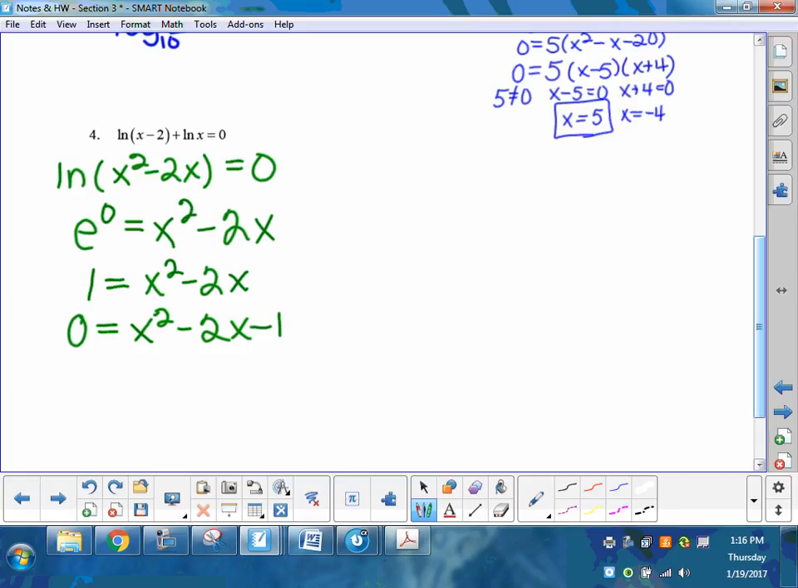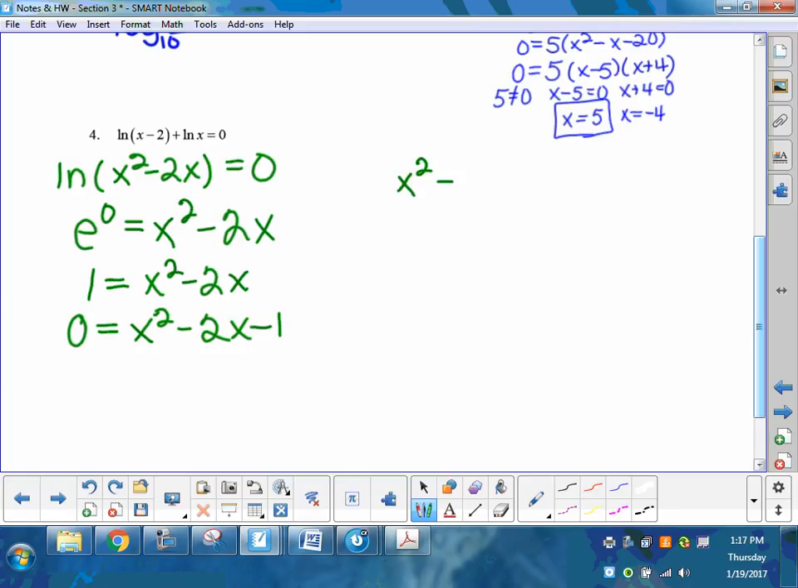What do you want to do? Quadratic formula is probably or completing the square. It doesn't matter which one. Completing the square or quadratic formula? Make a decision. Completing the square. I like that. You know why? Because you're going to have to use it later. Could you do the quadratic formula? Sure. Complete the square.